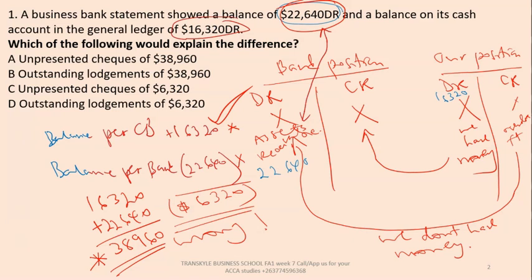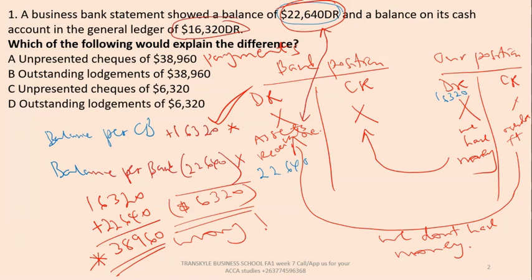Why is A wrong? A is wrong: unpresented checks of 30,000. These checks are payments, okay? Unpresented checks are payments not yet processed or not yet deducted from the bank. If we are still having payments not yet deducted from the bank, this simply means that our bank should be having more money. But in this case, the bank is having less money. So it means that we have got outstanding lodgements, or deposits, which are still outstanding.